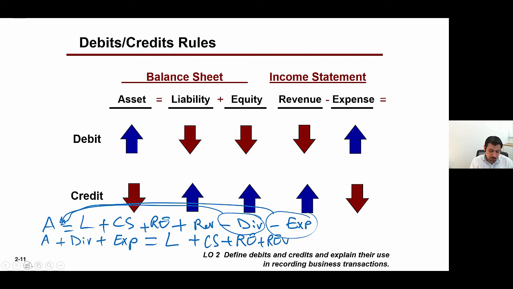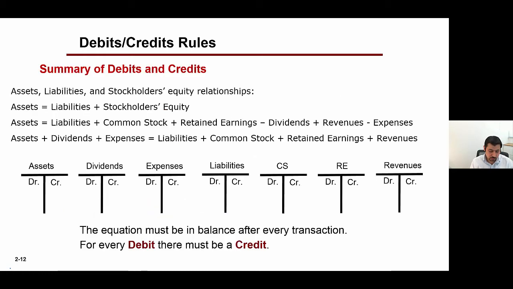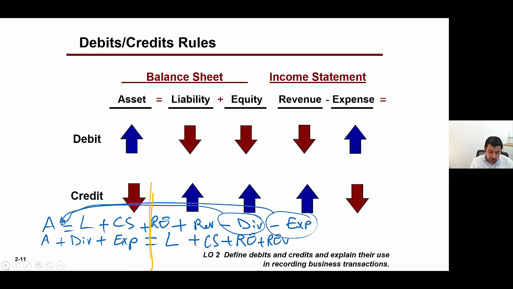Now, at this point, this is where we draw the line basically. So we have the left side. Debits are left, credits mean right. The left side of the equation, those are debit accounts; the right side, credit accounts. It's as simple as that.